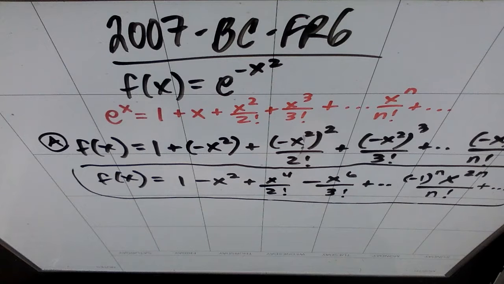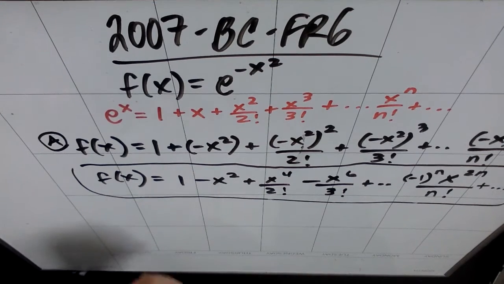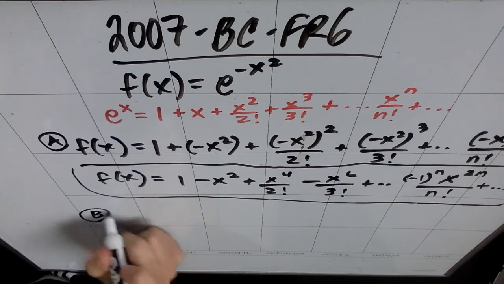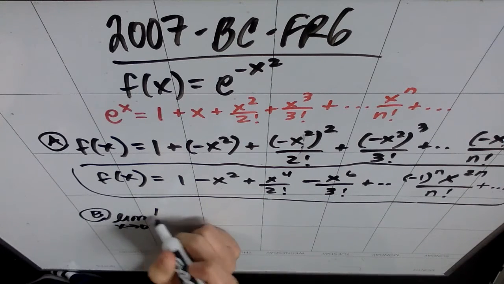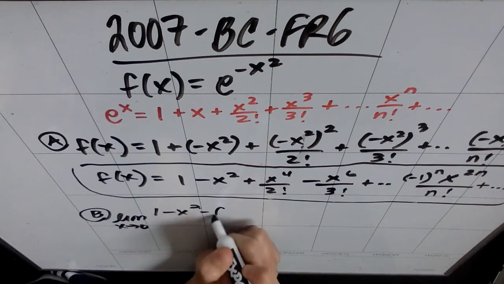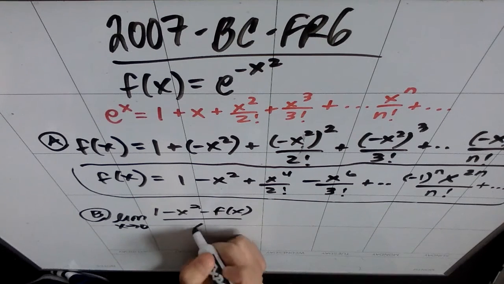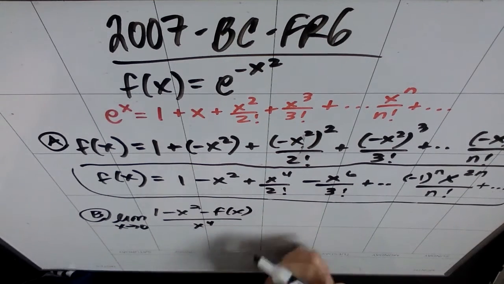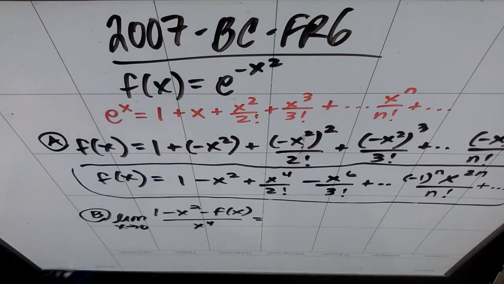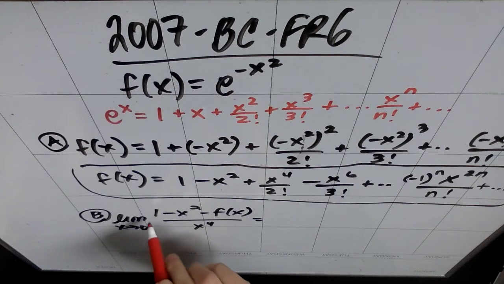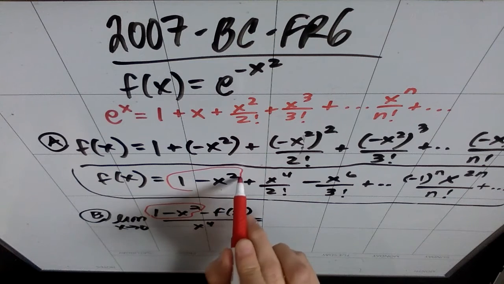Part B. Use your answer to find the limit as x approaches 0 of 1 minus x squared minus f of x all over x to the 4th. Okay, so part B, they want the limit as x approaches 0 of a 1 minus an x squared minus f of x all over this x to the 4th. Okay, so here's the thing. If you plug this whole series in, what I want you to notice is that when you subtract f of x, it is not an accident that this thing aligns perfectly with the first 2 terms.